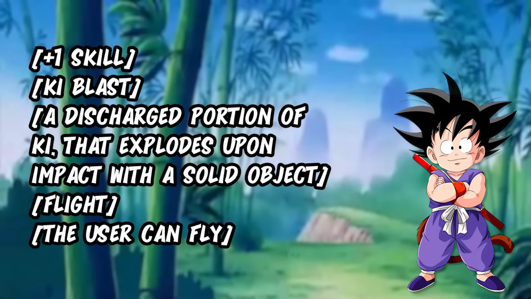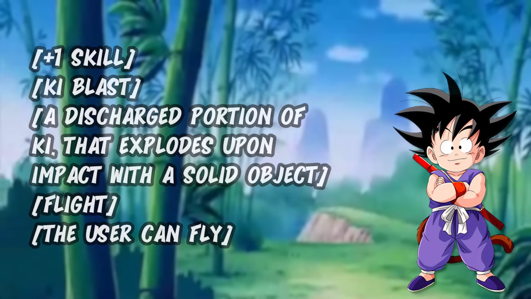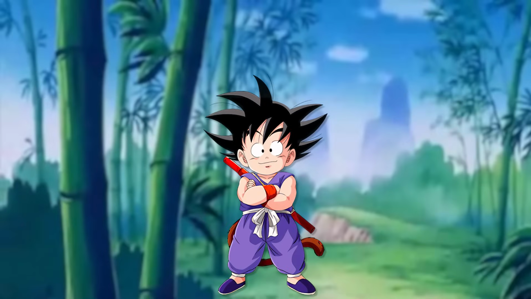Skills unlocked, +1 skill, Ki blast, a discharged portion of ki that explodes upon impact with a solid object. +1 skill, flight, the user can fly. Goku looks quite excited upon seeing these skills and remembers Yamoshi talking to him about these techniques. He extends his hand and shoots out a ki blast that hits into a wall of an adjacent mountain.